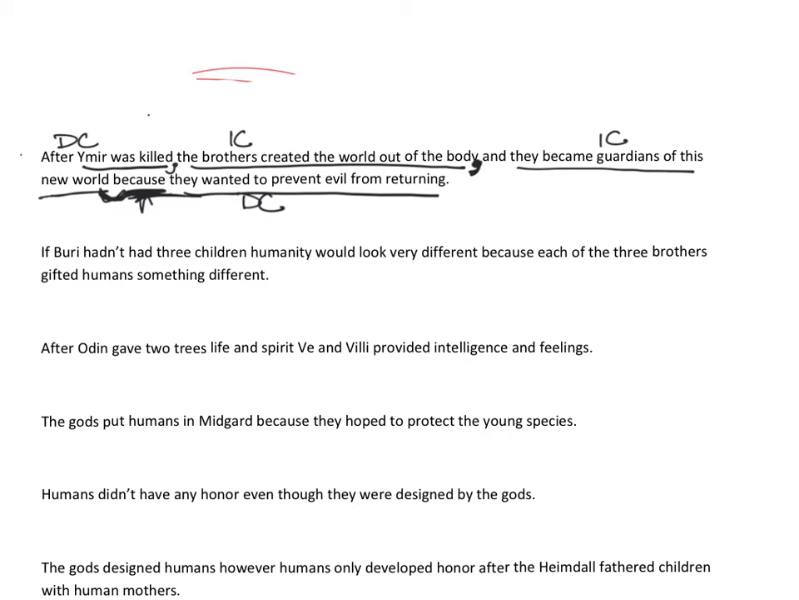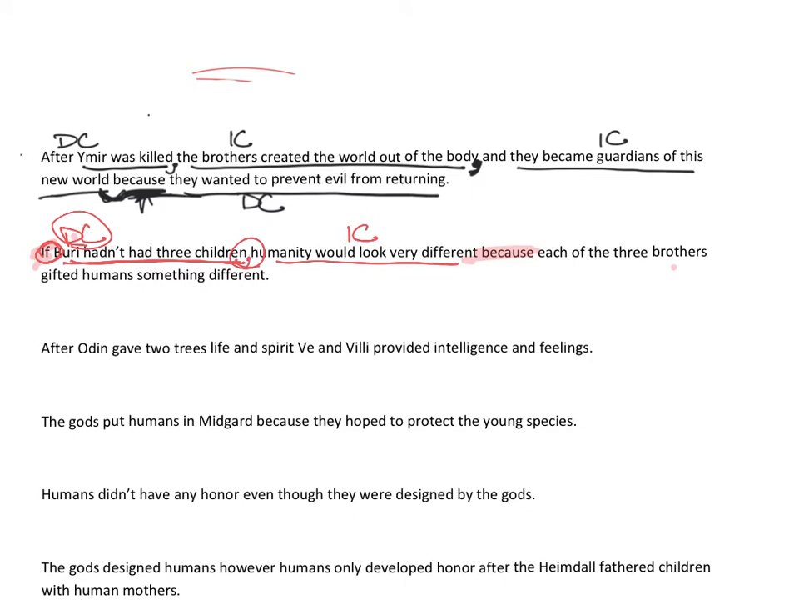Okay, let's keep going. If, that looks like a little connecting word. If Bury hadn't had 3 children, humanity would look very different because each of the 3 brothers gifted humans something different. If Bury hadn't had 3 children, Bury didn't have 3 children would be a complete sentence, but we subordinate it with the word if, making this my dependent clause. Humanity would look very different. That's my independent clause.